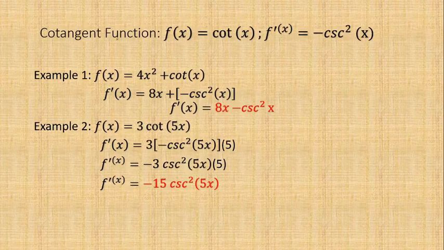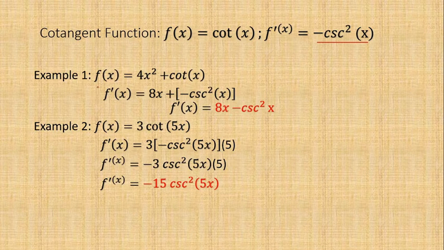Now, we have cotangent function. So, the derivation is f prime of x is equal to negative cosecant squared x. Okay, negative cosecant squared x.